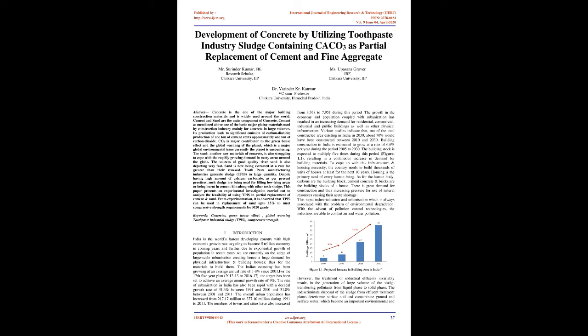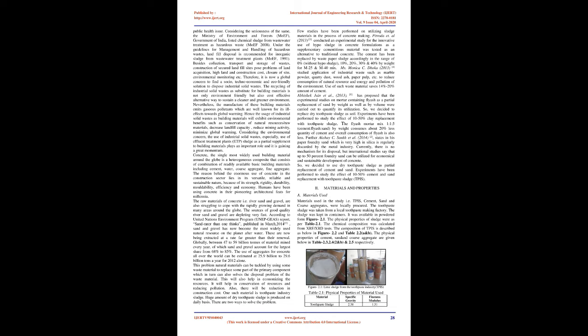The overall urban population has increased from 217.17 million to 377.10 million during 1991 to 2011. The numbers of towns and cities have also increased from 3,768 to 7,951 during this period. The growth in the economy and population coupled with urbanization has resulted in an increasing demand for residential, commercial, industrial, and public buildings as well as other physical infrastructure.